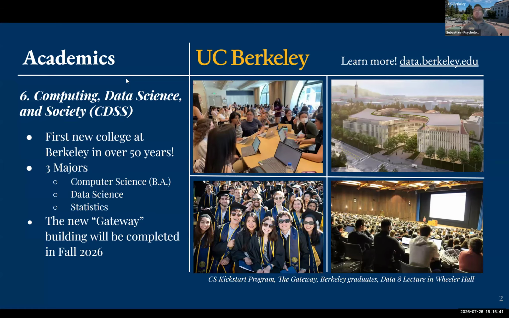This is our first new college in Berkeley in over 50 years. There are three majors in total: computer science, data science, and statistics. These were such popular majors in the College of Letters and Science that we had to move them to their own brand new college. The new Gateway building will be completed in fall 2026. That is where the College of CDSS is going to be located.